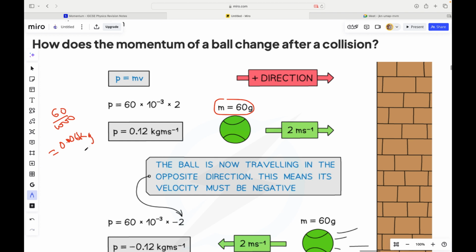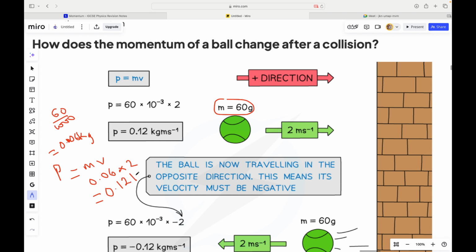Now for momentum, we use P as the symbol for momentum. So P is the mass times velocity. Momentum is mass times velocity. So the mass of the object is 0.06 multiplied by the velocity or the speed of the object, which is 2 meters per second. So if we multiply 0.06 times 2, we get 0.12, right? We get 0.12 kilogram meter per second.